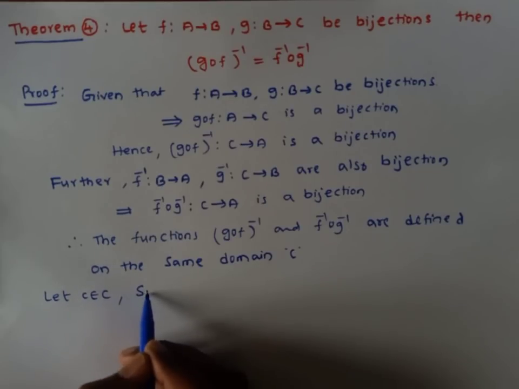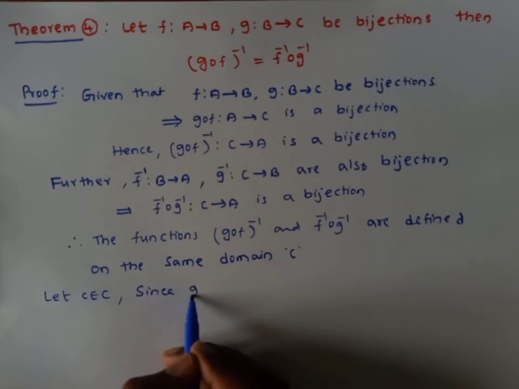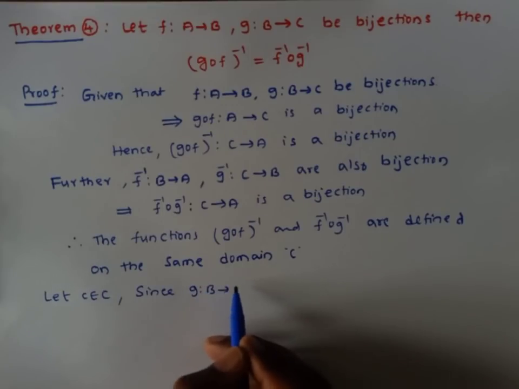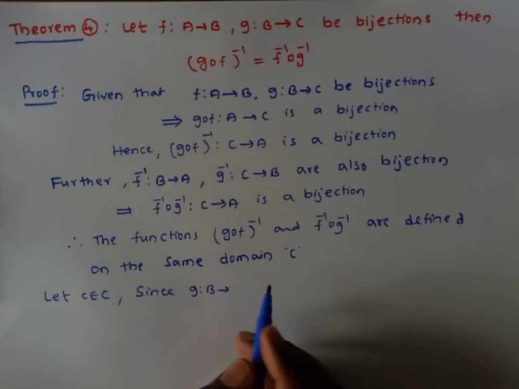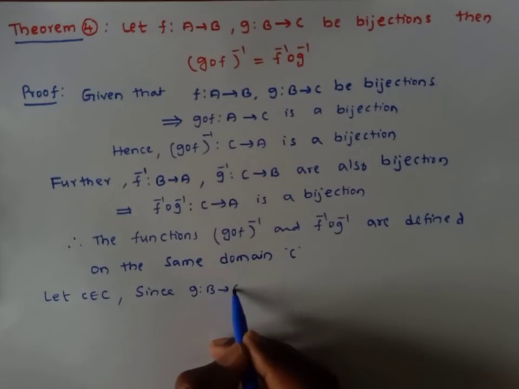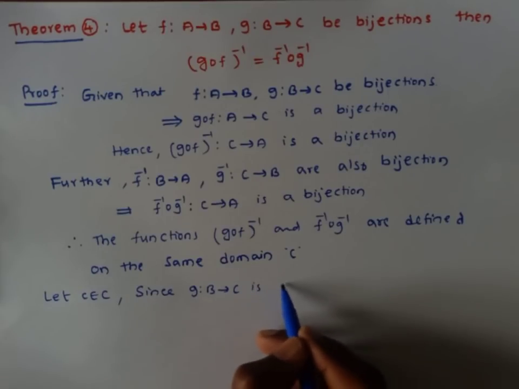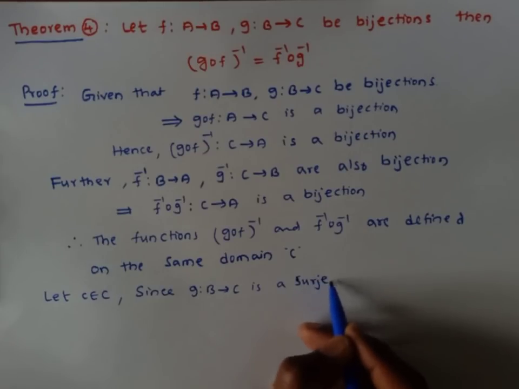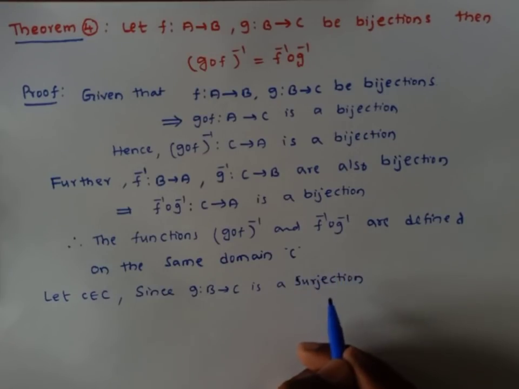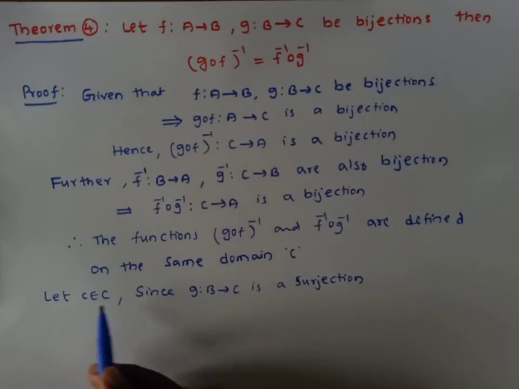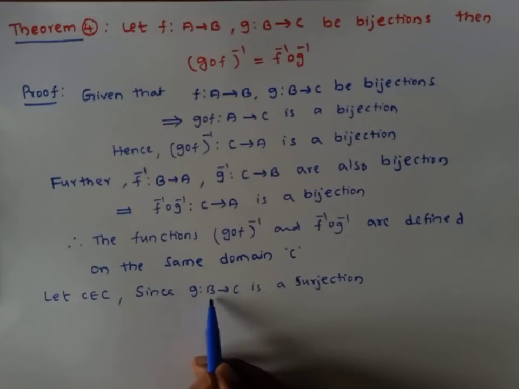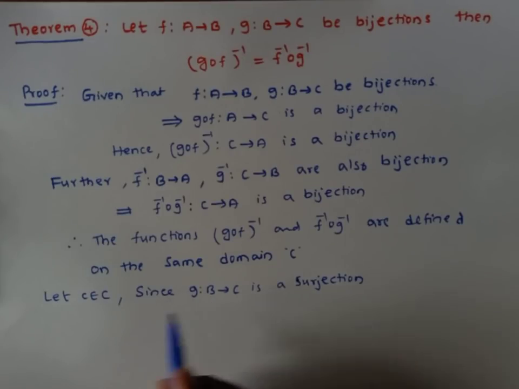Since G from B to C is a bijection, right? So bijection means it is a surjection. So we take G from B to C as a bijection, so let it be, surjection is enough. Here I am writing the surjection definition. Now let c belong to C, then there exists an element b belonging to B such that G of b equals c, right? That is the definition of surjection.